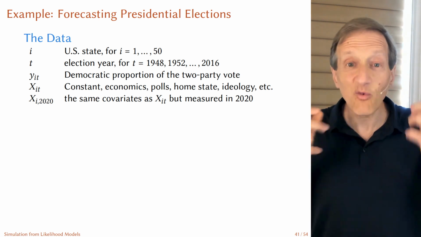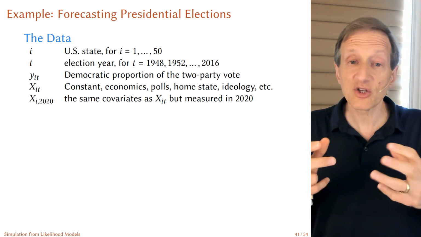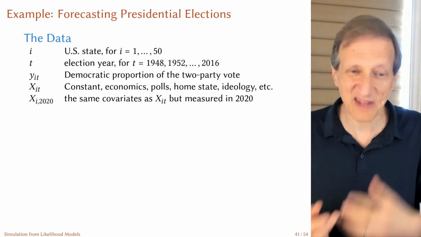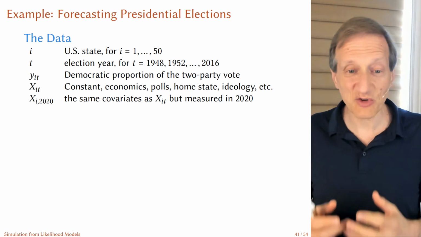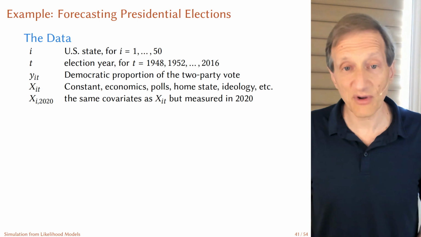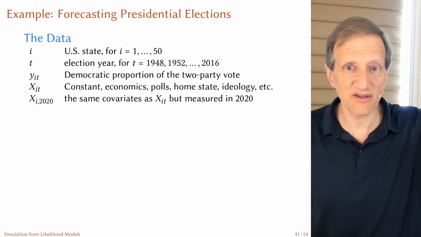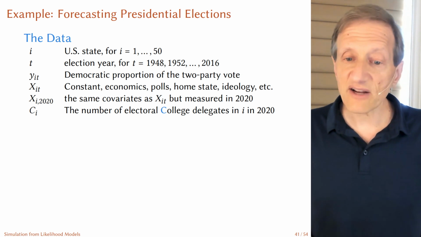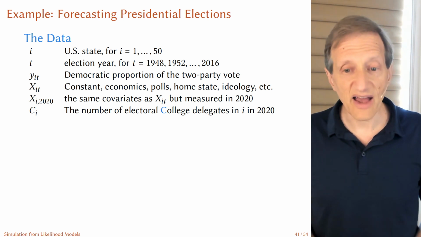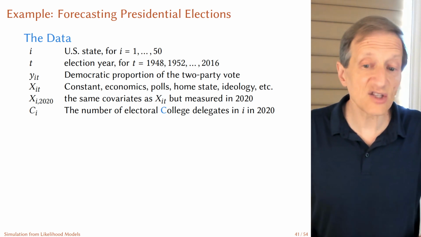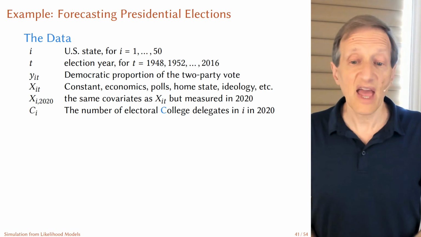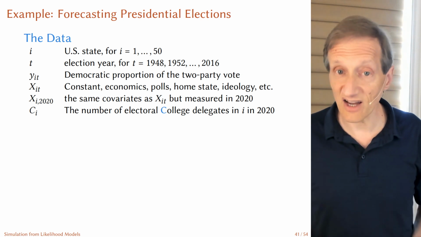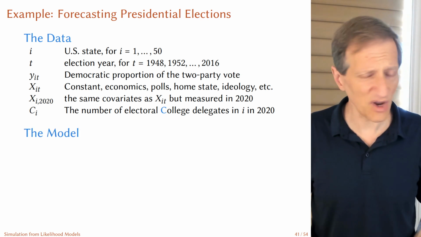Then we're also going to have one other set of data, which is the 2020 values of x sub I 2020. We don't have y sub I 2020. That's the thing we want to know. But for x sub I 2020, we have the same values of all the covariates, but measured basically now, because we're trying to figure out the outcome of the presidential election. And then we know the number of electoral college delegates in state I in 2020. And I'm going to call that C sub I for electoral college delegates. And that's a known number. That's just a fixed number. As I said, it's the number of senators plus the number of members of the House of Representatives. Okay, so that's the data.